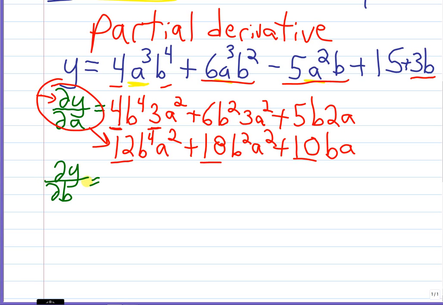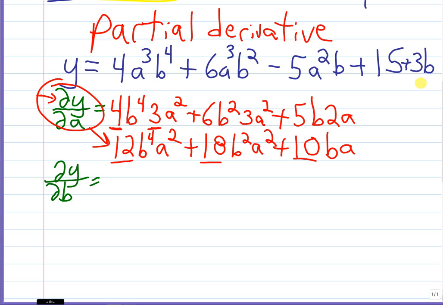Pause the video and do this yourself to see if you can do it, and then come back and I'll show you the answer. Okay, so hopefully you did. I'll give you one last chance. Okay, so now we're going to look at this function here. Let me erase all these little underlines that I had before so I can make some new underlines. Now we're going to treat everything that doesn't have a b in it just like it's a constant, just like it's a number, and take the derivative of the things that have b in them.